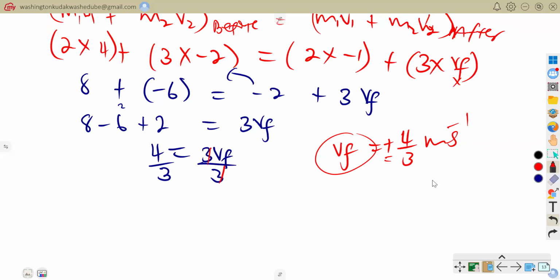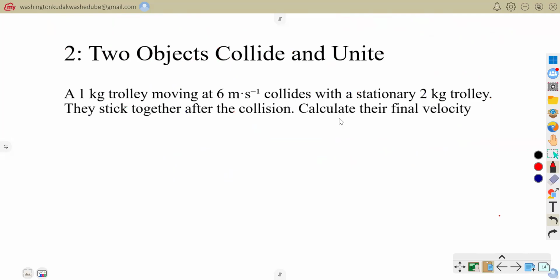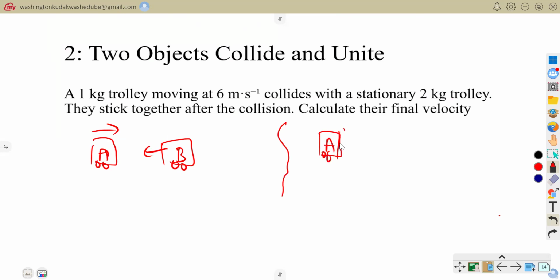Now let's look at our second scenario. This is when you have two objects colliding, and after those objects collide, they get to unite. What do we mean by that? We have our object A, let's say going towards the right, and object B going towards the left. They collide, and then after collision, object A and object B become one thing, and they'll move with the same velocity.